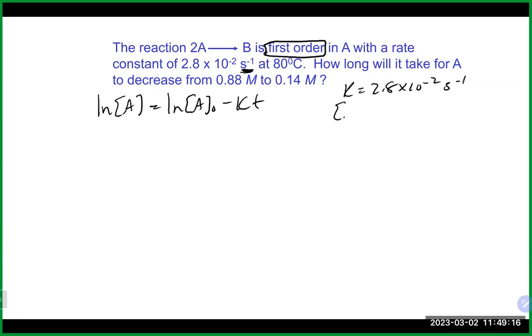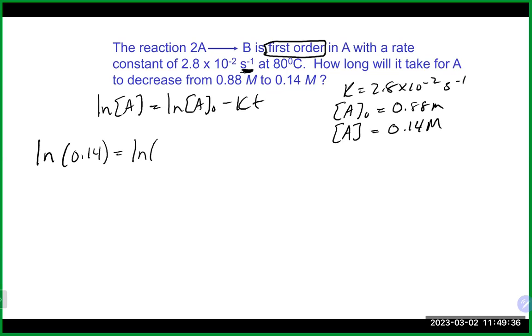We have the initial concentration of A, which is 0.88 molar. And we have the final concentration of A, which is 0.14 molar. We're ready to go into our equation at this point. We have the natural log of 0.14 equal to the natural log of our initial, minus our rate constant times time in this case. Any questions on that?